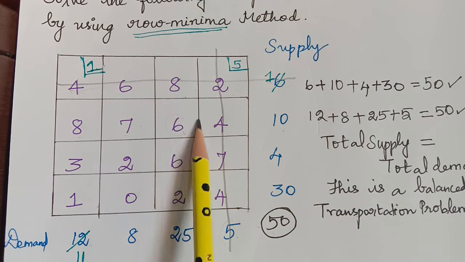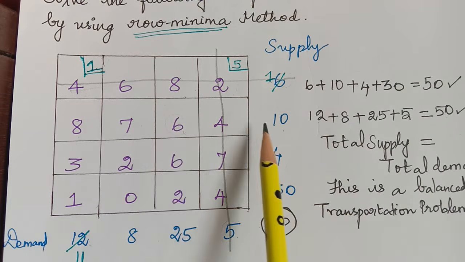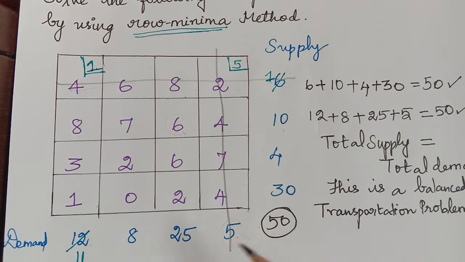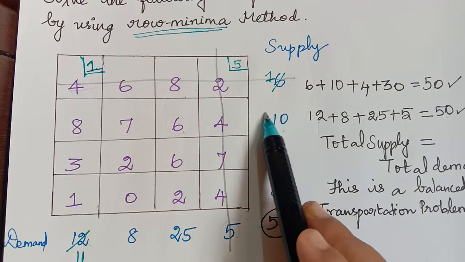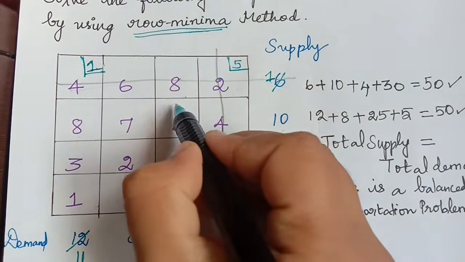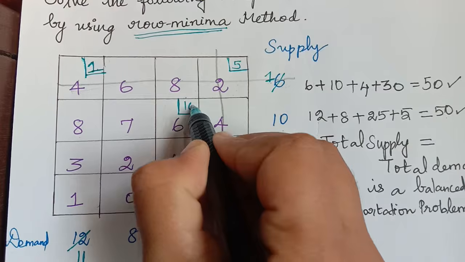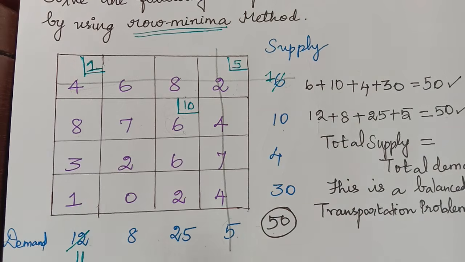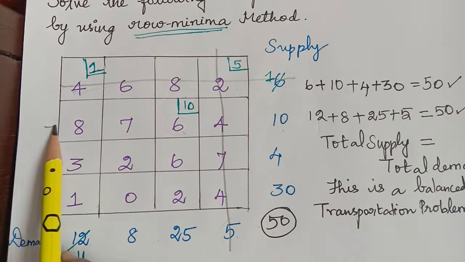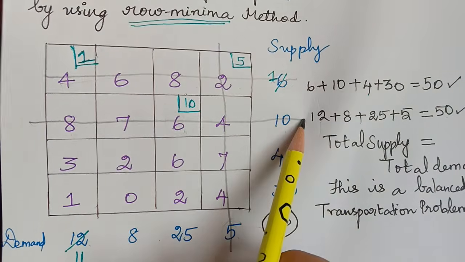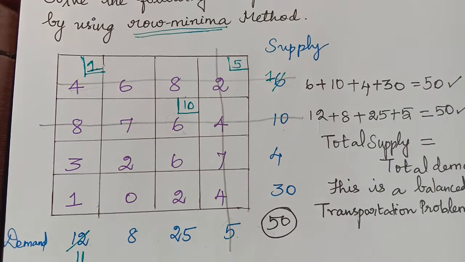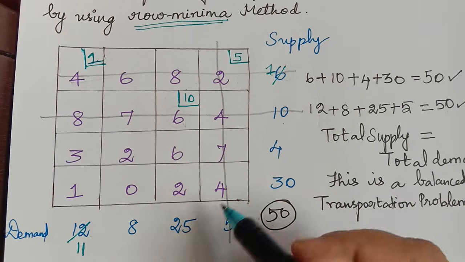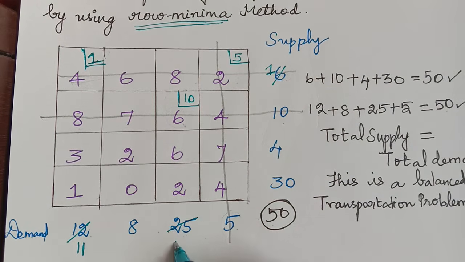So we have to make an allotment for this cell. For this the supply is 10 and the demand is 25. So which is lesser? The supply is lesser because 10 is lesser than 25. So we have to make an allotment here as 10. And after making the allotment, we have to strike off the corresponding row from which the allotment is made. After striking this off, we have to subtract the allotted value from this. So that is 25 minus 10. What is 25 minus 10? It is 15. So we have to write that here.